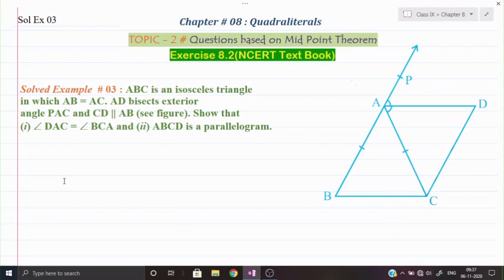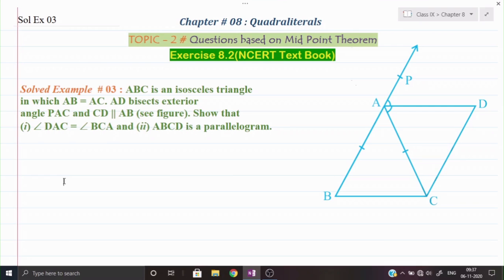Hello students, today we are going to start from solved example number 3. We have already finished up to the second example, and we are going to continue with the remaining solved examples. In this session we shall see solved examples 3, 4 and, if possible, the fifth one, and the remaining examples will be covered in the next session.